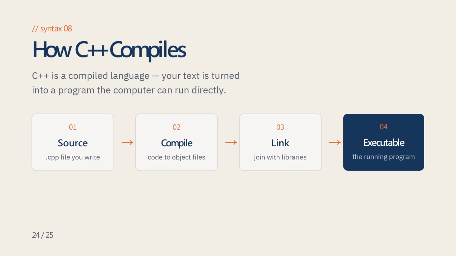And last is the compilation process. Finally, let's understand how a C++ program becomes an executable application. First, we write the source code in a .cpp file. The compiler converts it into object code. The linker combines this object code with required libraries. The final result is an executable file that can be run on the computer.